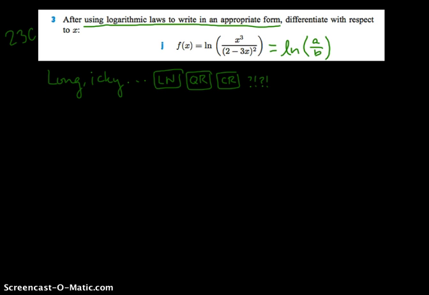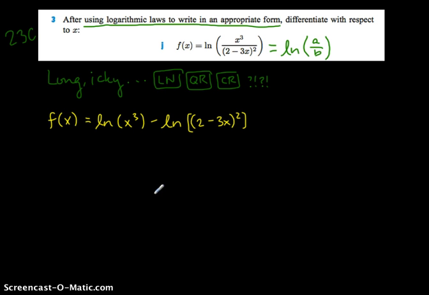So let's switch pen colors here and go straight into it. Okay. So our first step is to rewrite this function so that we're dealing with subtraction instead of division, because division means quotient rule. Ugh. Right? So that means I'm going to have the ln of my numerator. In this case, that's the x cubed. And then I'm going to subtract from it the ln of the denominator. So that's ln of 2 minus 3x, and that's squared. And I can write it just like that. Okay?